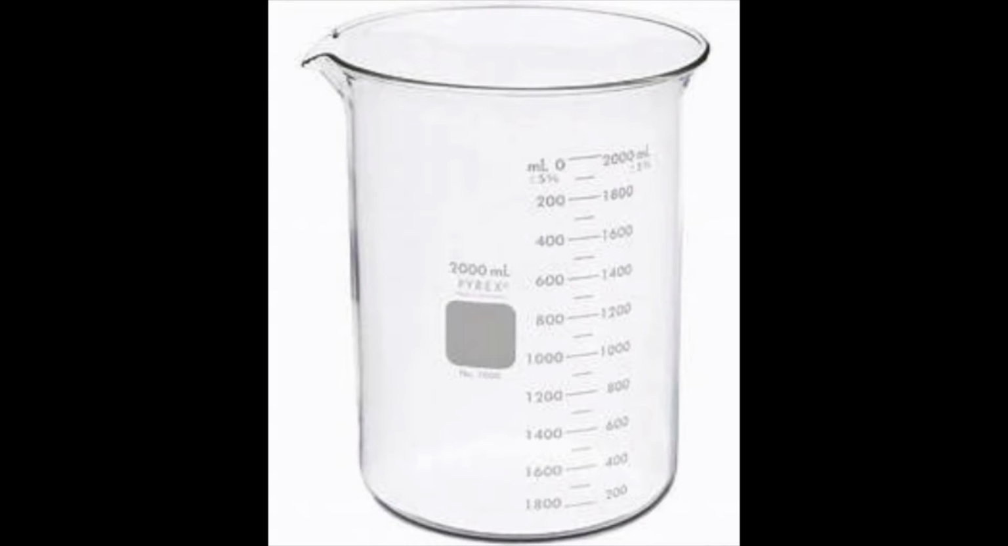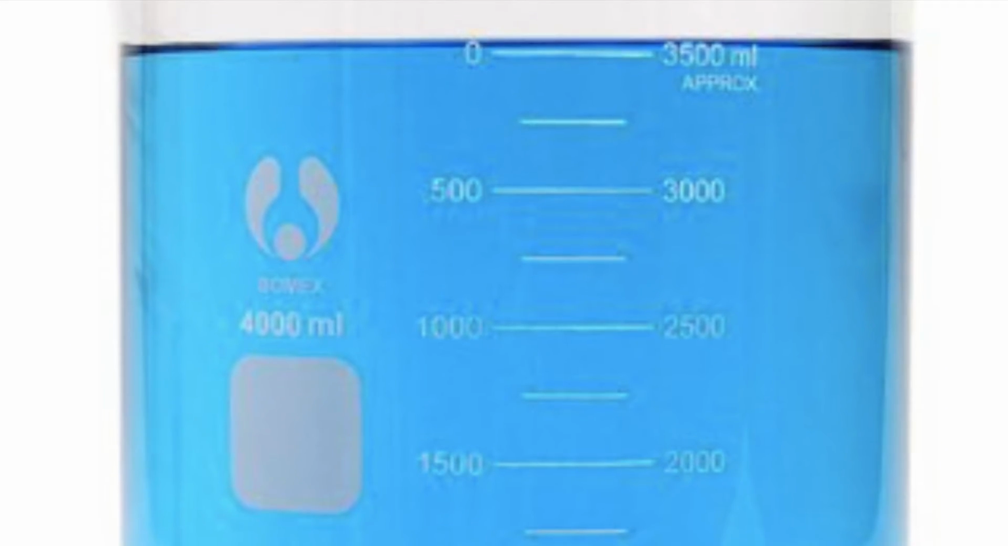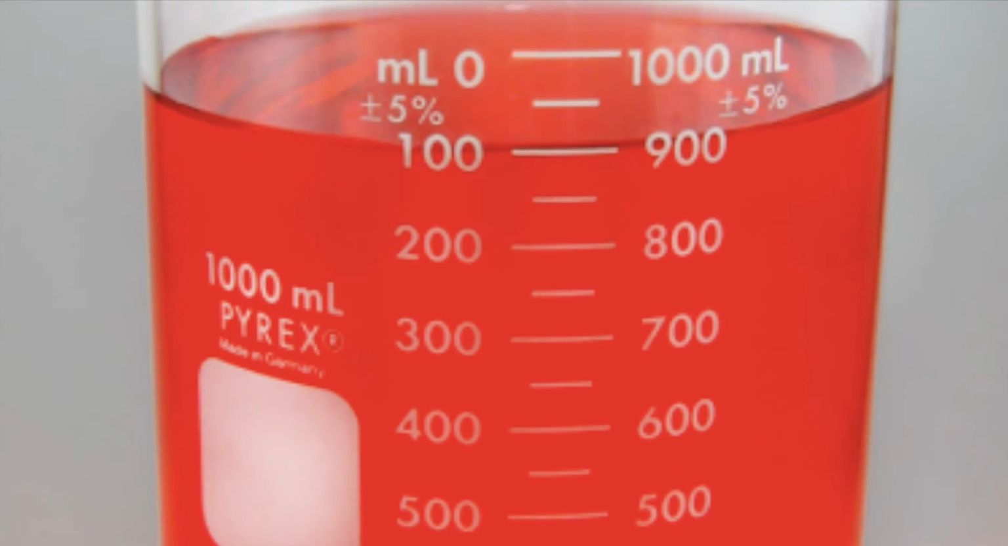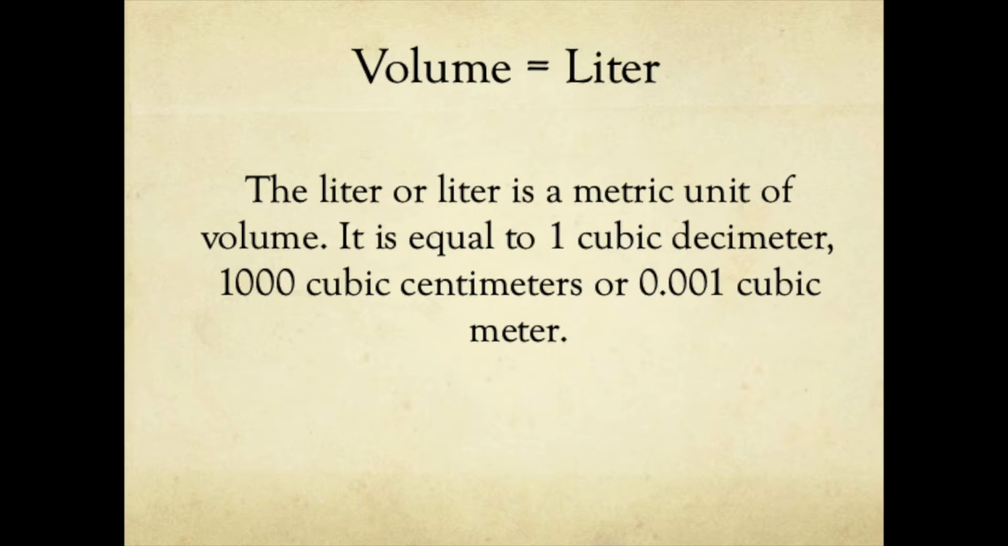Now you should recognize this as a beaker, and of course we use beakers to measure liquid volume. And if we take a look at 1 liter, the dimensions are 10 centimeters by 10 centimeters by 10 centimeters. So the liter, the metric unit of volume, is equal to 1 cubic decimeter, 1,000 cubic centimeters, or 0.001 cubic meter.